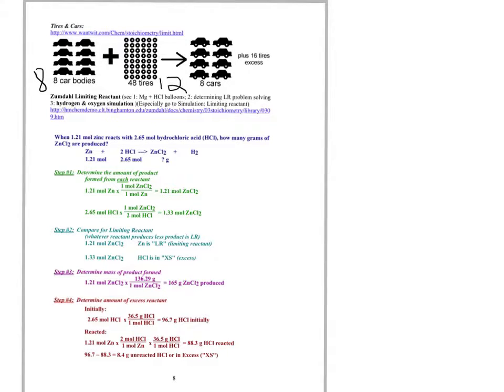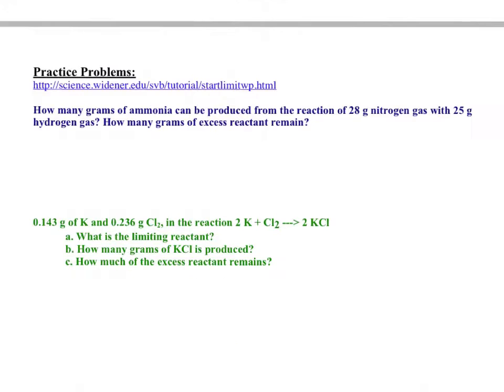So, which one's the limiting reactant, 8 or 12? Well, this makes 8 cars, this makes 12 cars, so this is our limiting reactant. And that's exactly what we do in step 1 and then in step 2: figure out which reactant makes the fewest number of products. Well, let's do it in an actual chemistry problem now.